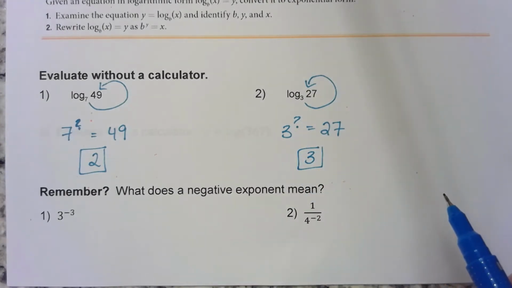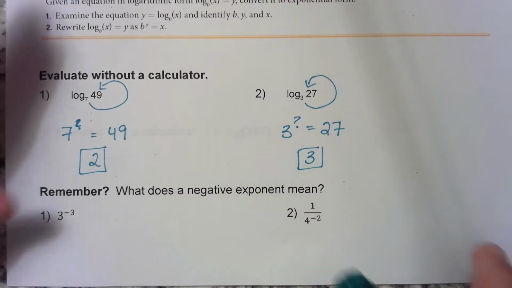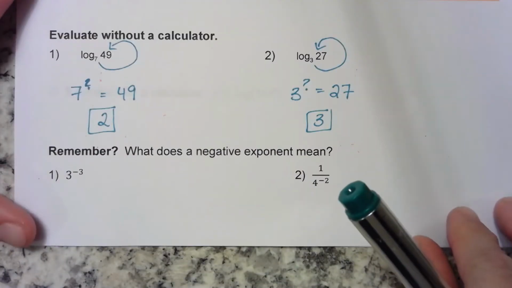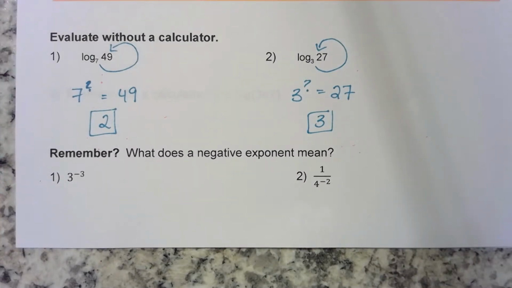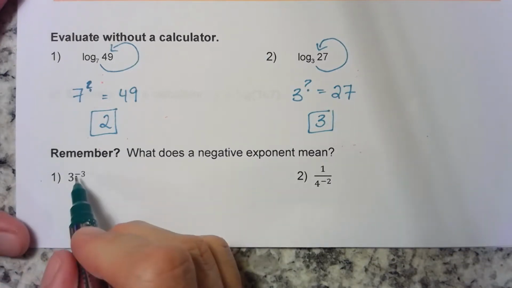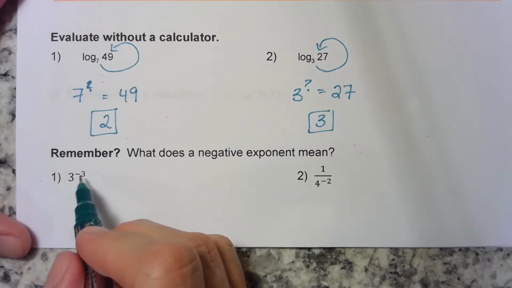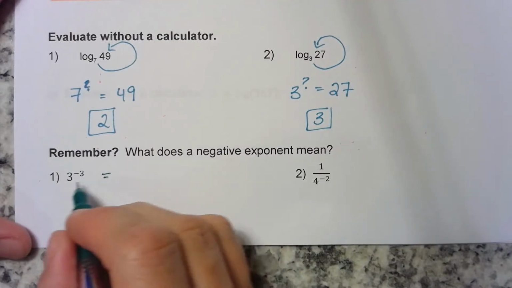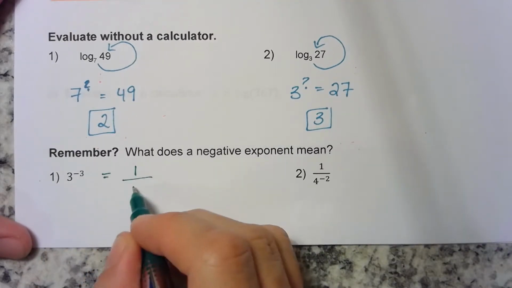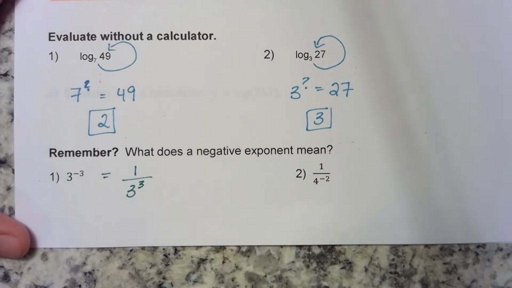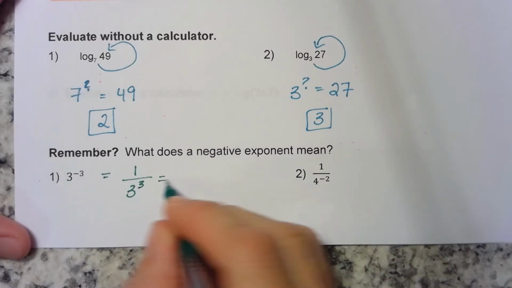Okay, a little bit more review right here. What does a negative exponent mean? Do you remember? I think that was week number 1.5, something like that. If you have a negative exponent, the shortcut is we just flip it over. So 3 to the negative 3 means 1 over 3 cubed. And of course, you could take that even farther and say it's 1 over 27.